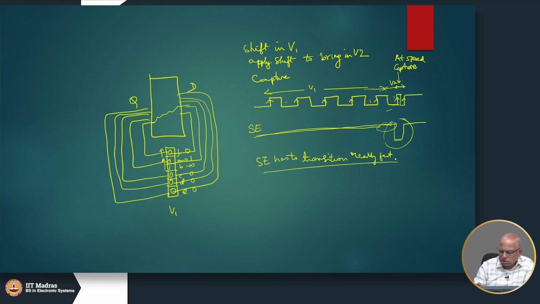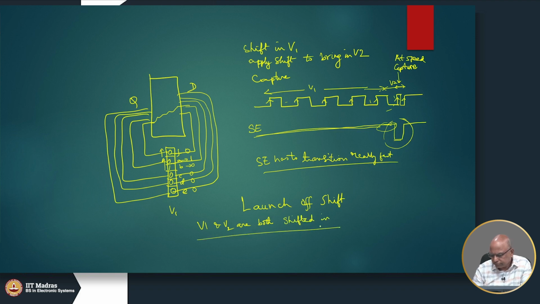Okay, so this method is called launch of shift. What does it mean? V1 and V2 are both shifted in, no capture. So that is the idea of transition delay faults.